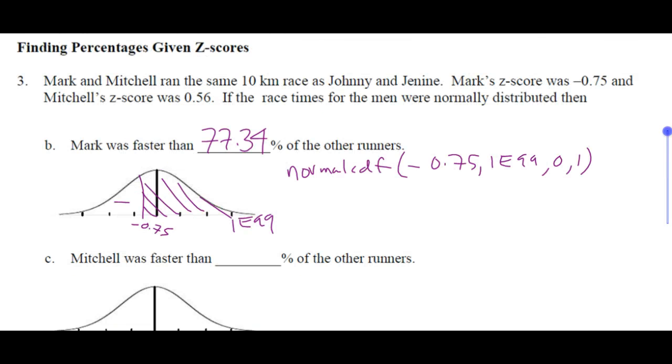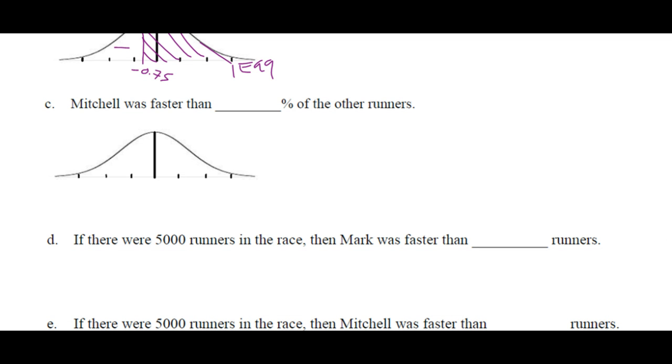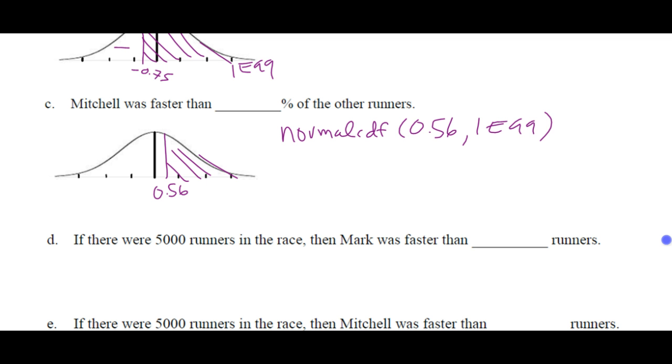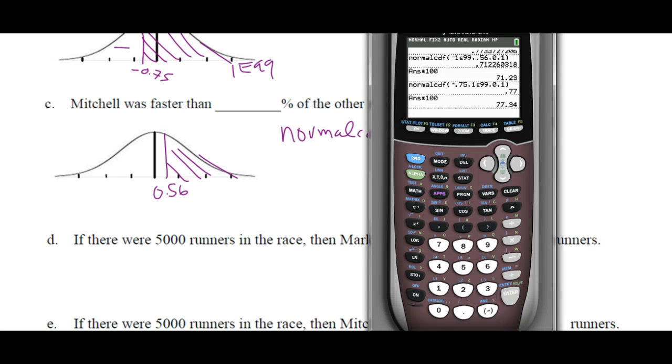Mitchell was faster than, okay, what's Mitchell's z-score? It's 0.56. Which way do we go, above or below? We want to go above, right? He's faster than. These are the people above, who have a bigger time, larger than Mitchell's, which is going to be a slower or longer time. So normal CDF, 0.56, comma 1E99. Now, if you have the 83 or the 84, just go second function, enter, bring this back down and change that to 0.56, so you don't have to retype the whole thing.